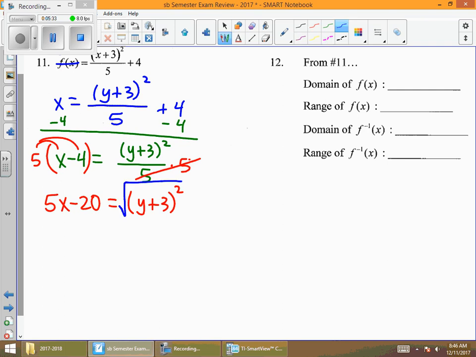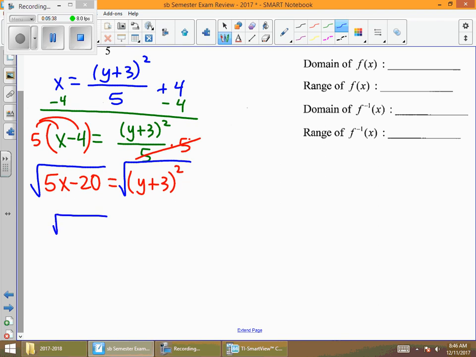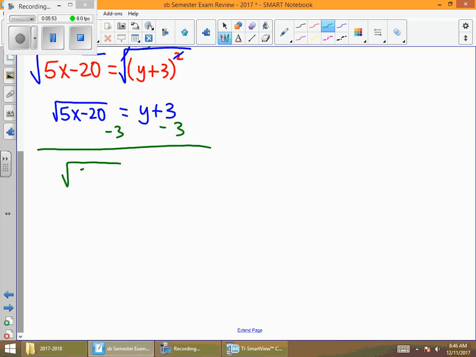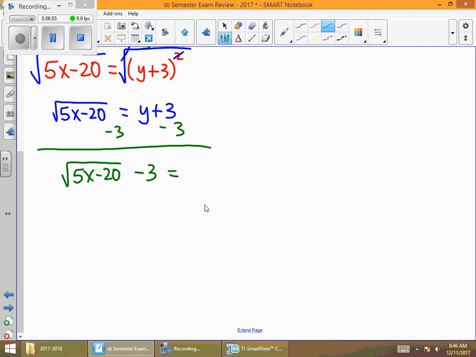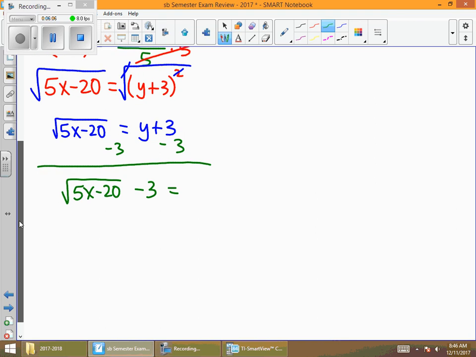We're going to need to square root both sides. So we're left with the square root of 5x minus 20 is equal to y plus 3, since the square root will cancel out the squared. And then all we have to do is subtract 3. Now be careful, make sure that does not go underneath the radical. All right, and since this is our inverse, technically we can rewrite this as, so we call this function f, so f inverse of x.